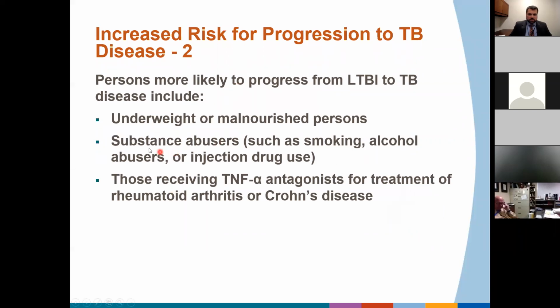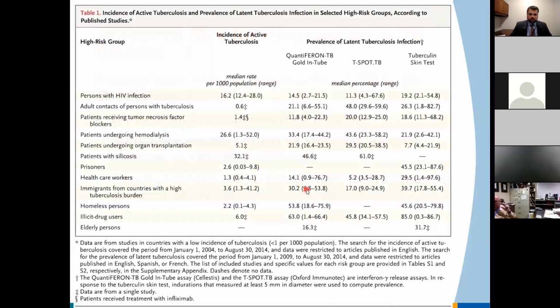Now, underweight, malnourished people, substance abusers, and those on TNF-alpha antagonists. This is from the New England Journal of Medicine. I wanted to include this because this is also kind of how I think about it, a spectrum. This is incidence of active TB per 1,000 population, for different risk factors. Patients on tumor necrosis factor blockers, patients undergoing hemodialysis. It's extremely high. They have a weakened immune system, and they're more susceptible to having active TB.